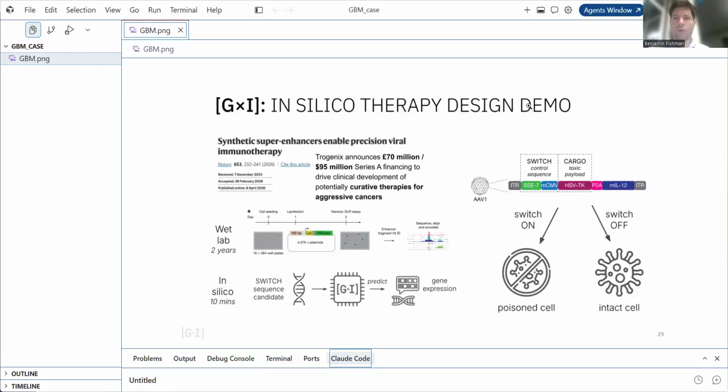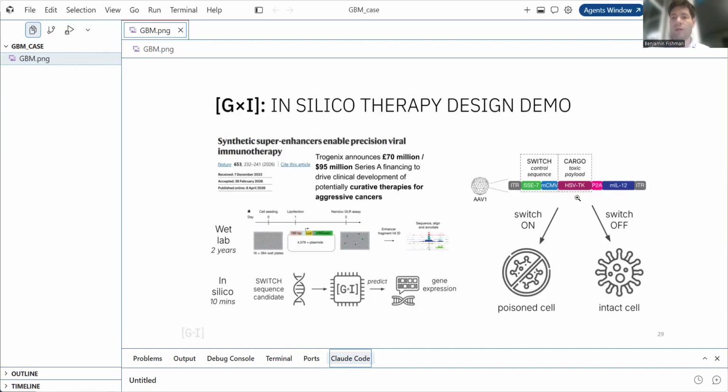Hi, today I would like to show you how to use Claude Code with genomic intelligence models to solve biomedical tasks and develop new drugs. Recently, a company called Genomic announced almost $100 million raise for a new type of genetic drugs that can cure cancer cells. This drug is based on gene therapy, and the gene, in this case, is a toxic gene that can kill the cell.